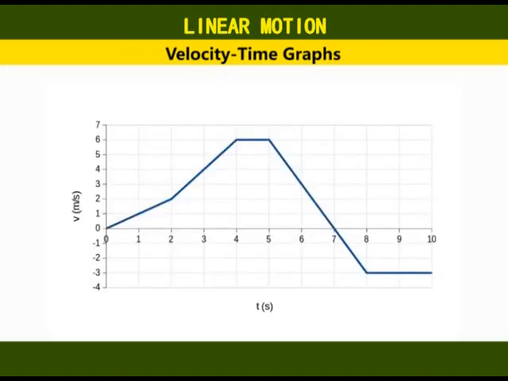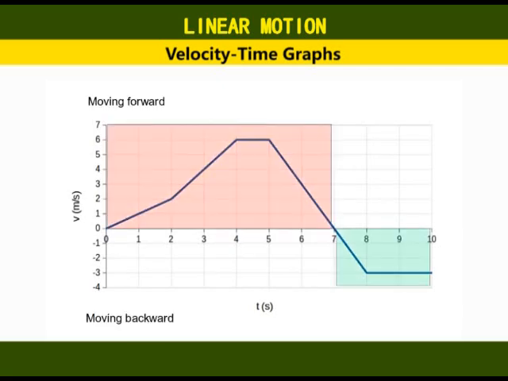Let's look at another one for velocity time graph. Again, velocity is a vector quantity, and so we have positive and negative velocities. Positive means moving forward, and negative means moving backward. Not moving is where we are crossing the x-axis, and here it happens twice.